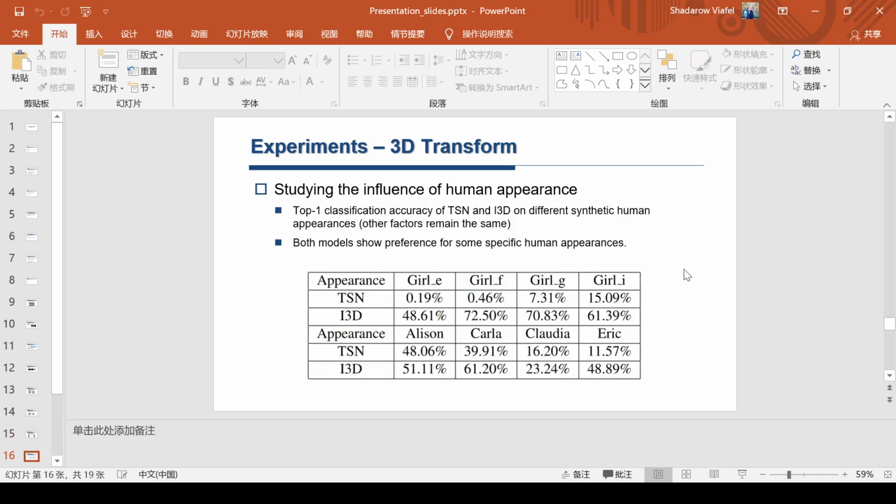The second instance is studying the influence of the human appearance. We recorded top 1 classification accuracy of TSN and I3D on different synthetic human appearances, while other factors remain the same, and found that both models show preference for some specific human appearances, as shown in the table.